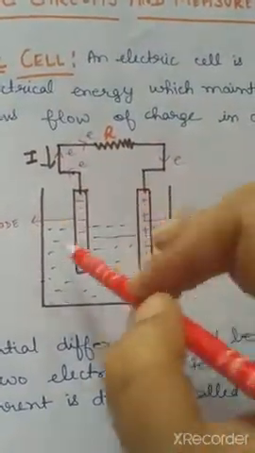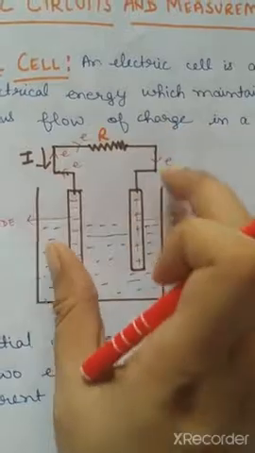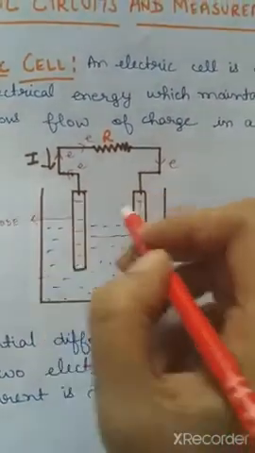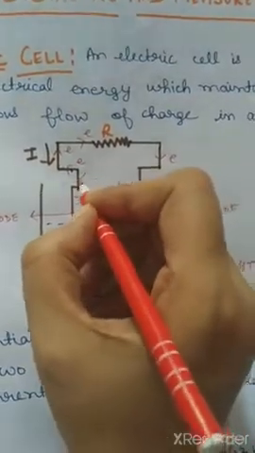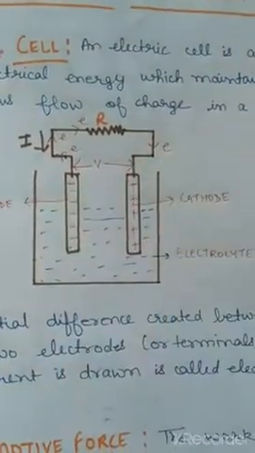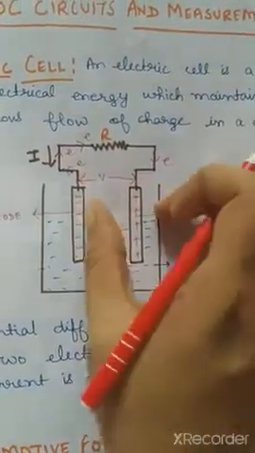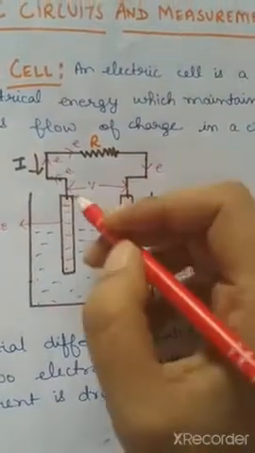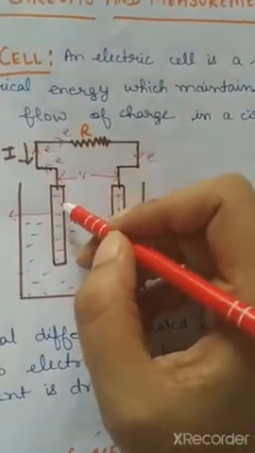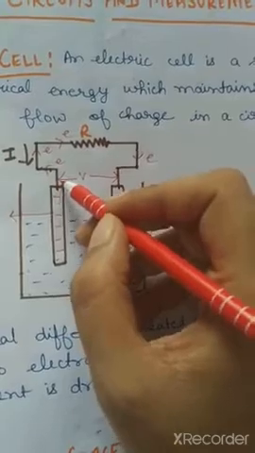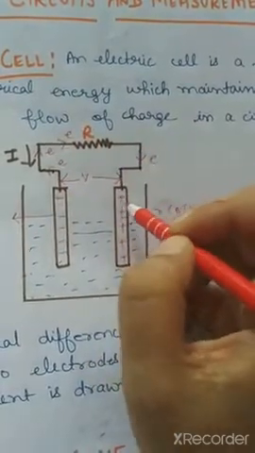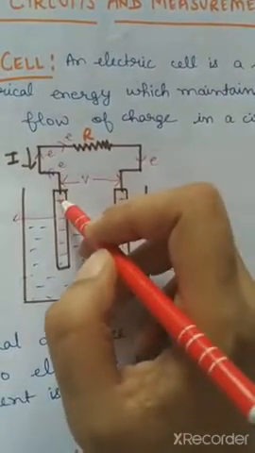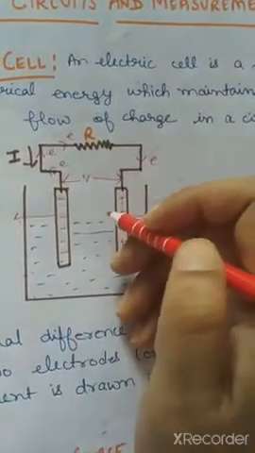Now when this potential difference is maintained, this becomes the negative terminal and this becomes the positive terminal, and a potential difference is created between the two electrodes. If these are connected with an external resistor, the electrons will start flowing. The electrons will flow from the negative terminal to the positive terminal, and the current will flow from the positive to the negative terminal, opposite to the direction of the flow of electrons.